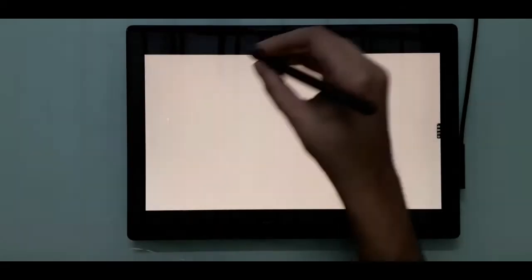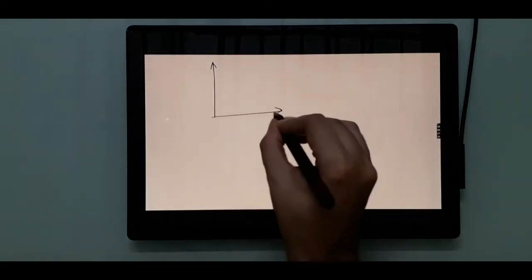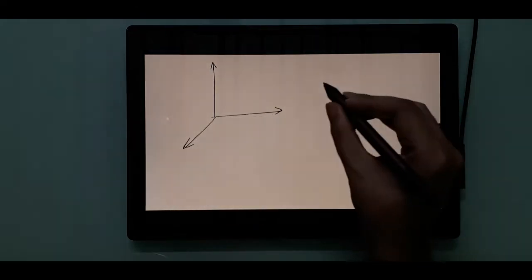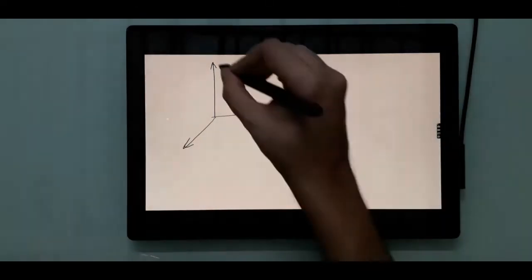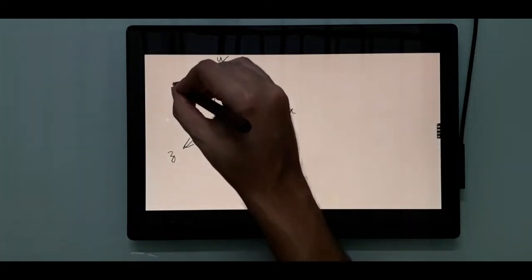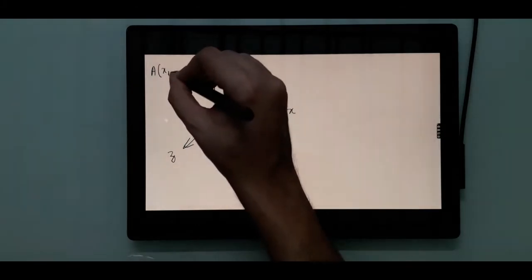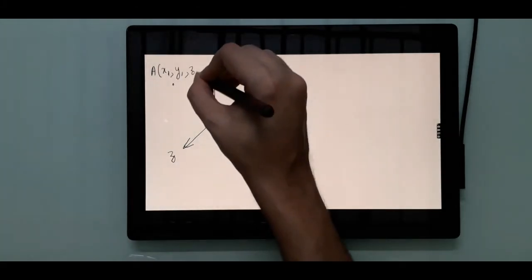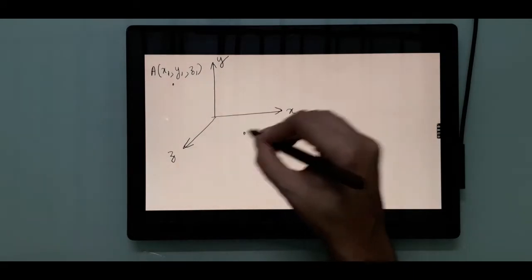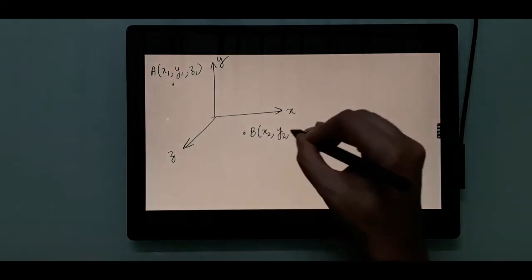So say for example, I have this. Let's say this is my x-axis, this is my y-axis, this is my z-axis. I have a point over here, let us say this is A, which is x1, y1 and z1. And I have another point B, which is x2, y2 and z2.